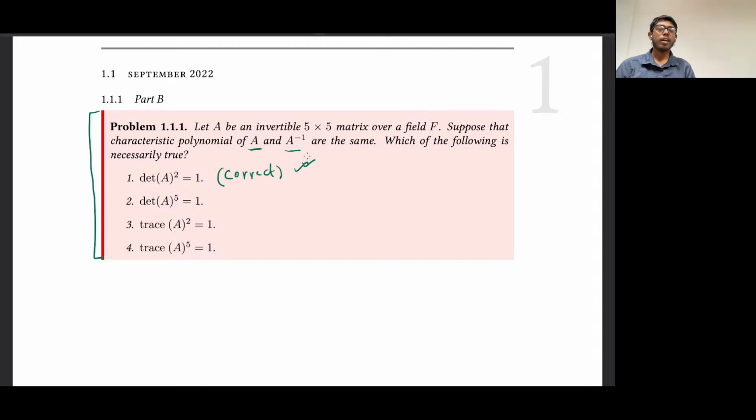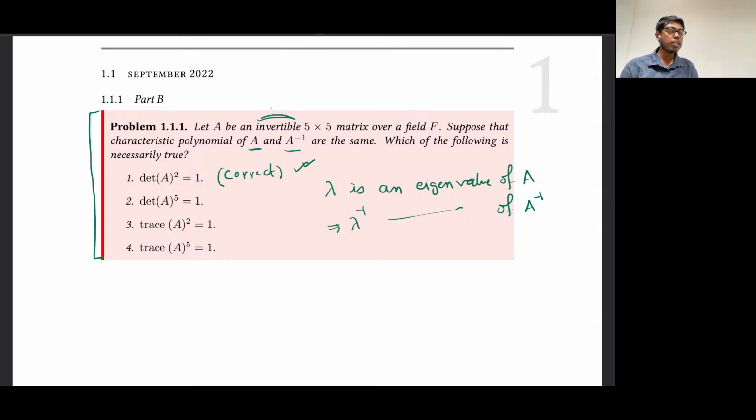See, the characteristic polynomials of A and A inverse are the same. So what does that mean? That the eigenvalues of A and the eigenvalues of A inverse are the same. And what we know is that if lambda is an eigenvalue of A, right, Avirup, this implies lambda inverse is an eigenvalue of A inverse. Of course, I'm taking it as non-zero. Since A is invertible, all the eigenvalues will be non-zero.